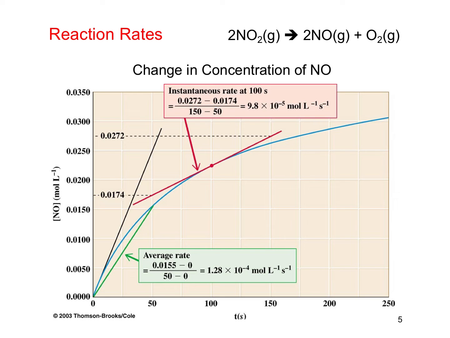If we look at a slide to show the graphical difference between an instantaneous rate and an average rate, this green line represents an average rate. We've used this time and this time to calculate the rate of the reaction. To get an instantaneous rate, we could get the tangent line and then just use two points on that line to calculate the slope.